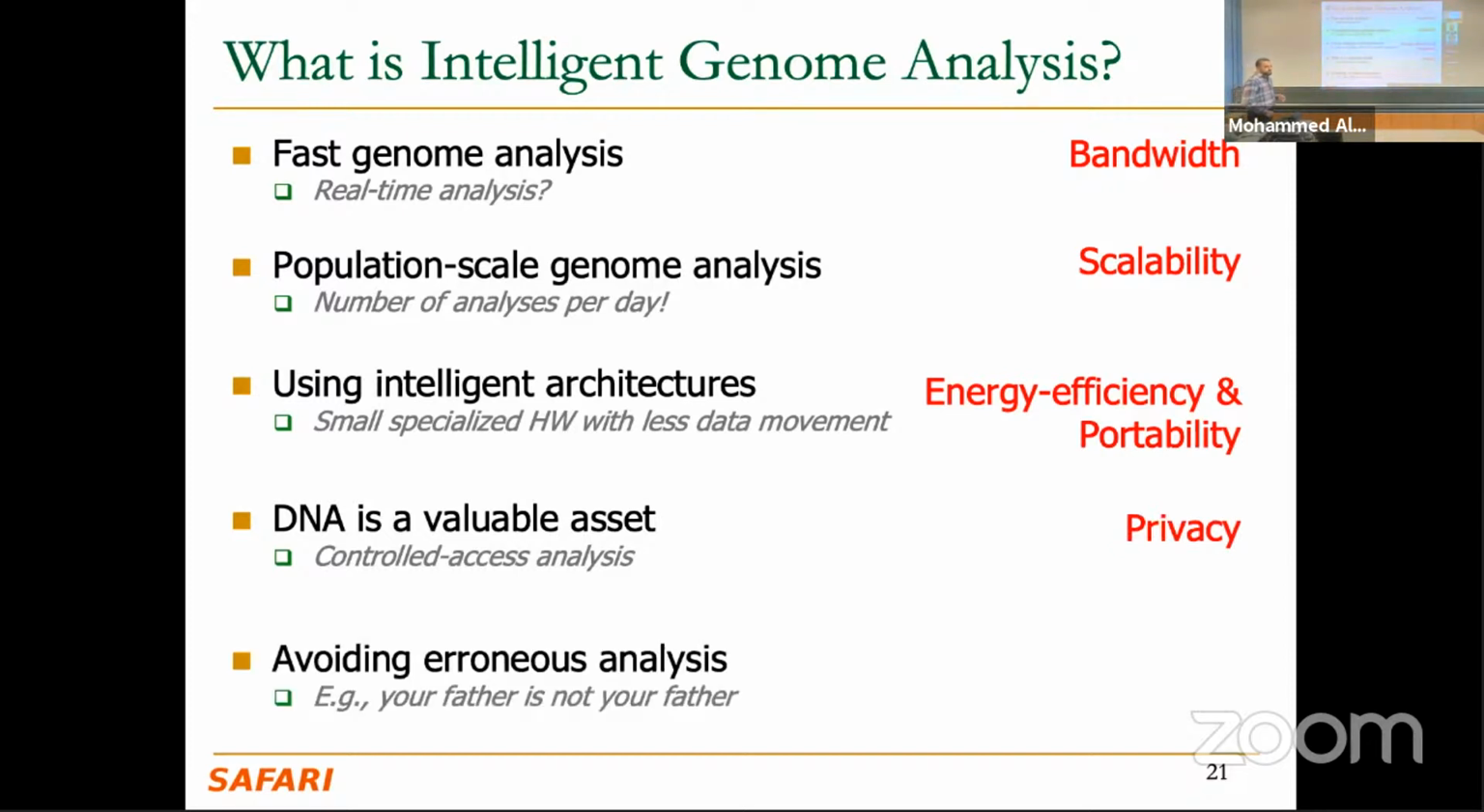Again, when we talk about fast genome analysis, some people in the community try to propose heuristics that make the analysis fast. But directly, we ask, how about the accuracy? Okay, you make it 50x faster, but you compromise the accuracy of the analysis. This is not something we want. And all of these aspects lead to what we call intelligent genome analysis.